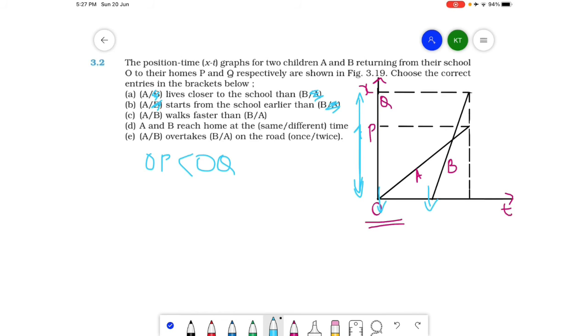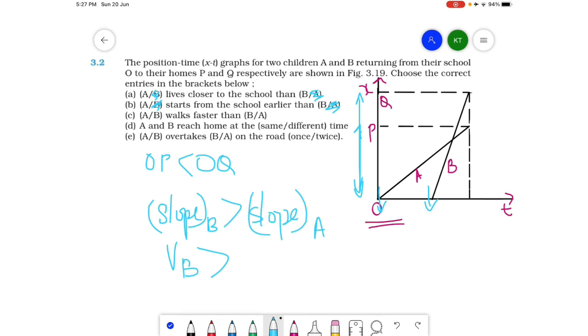What about the third question? A or B walks faster. Who travels faster? We have to find the speed. In this case, the steeper slope is of B. There's a steeper slope. So if it is a steeper slope, that means slope of B is greater than slope of A. Now what is slope? We can find slope by doing y2 minus y1 by x2 minus x1. So what is in the y-axis? It is position. What is in the x-axis? It is time. What is position by time? Speed. So that means we get VB is greater than VA. That is, speed of B is greater than speed of A. That is, B walks faster than A.